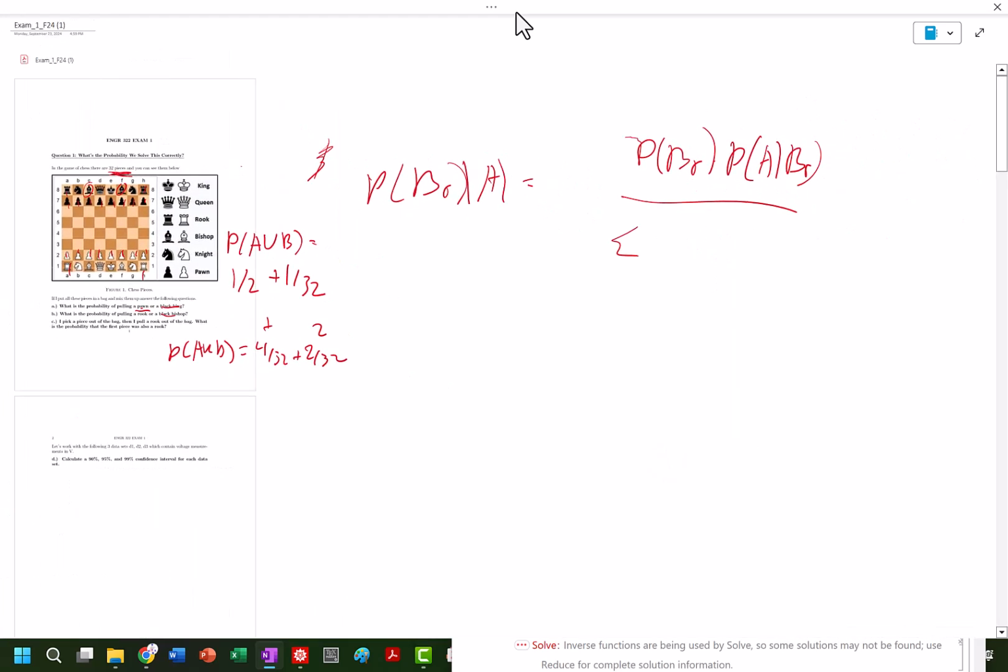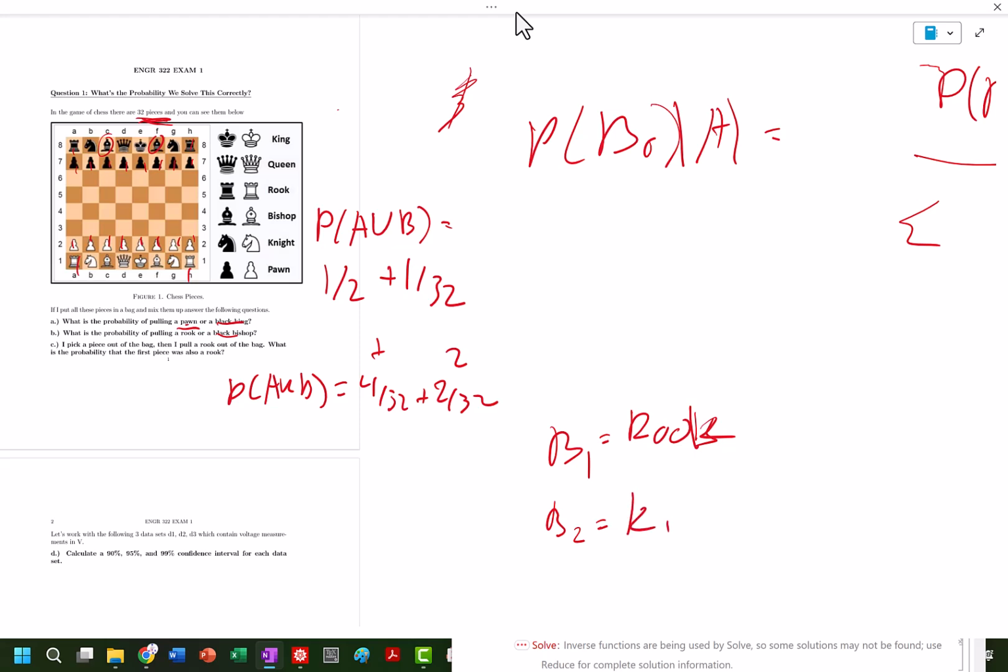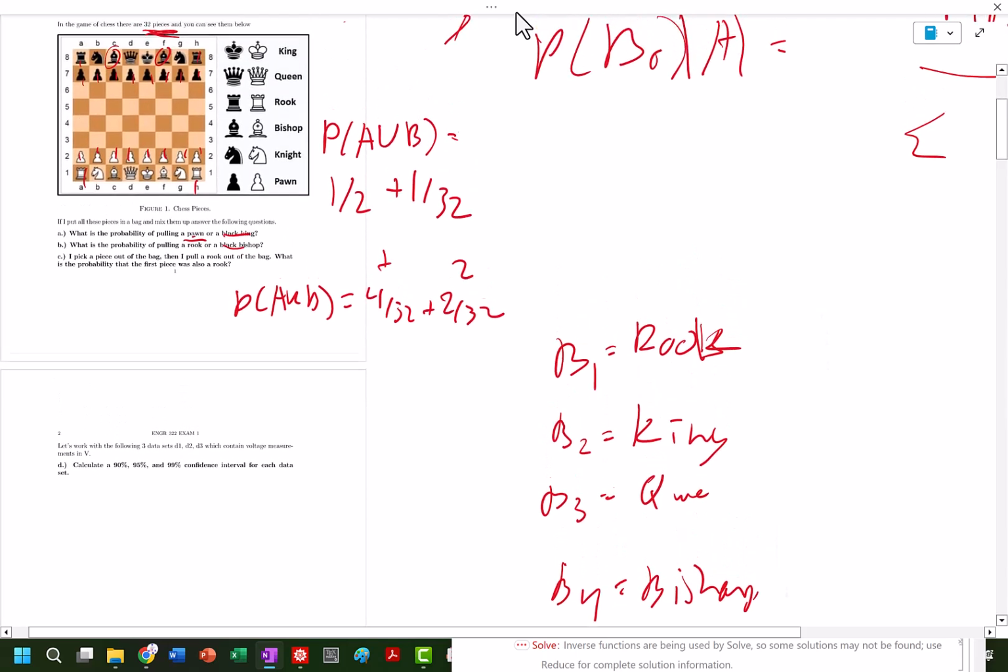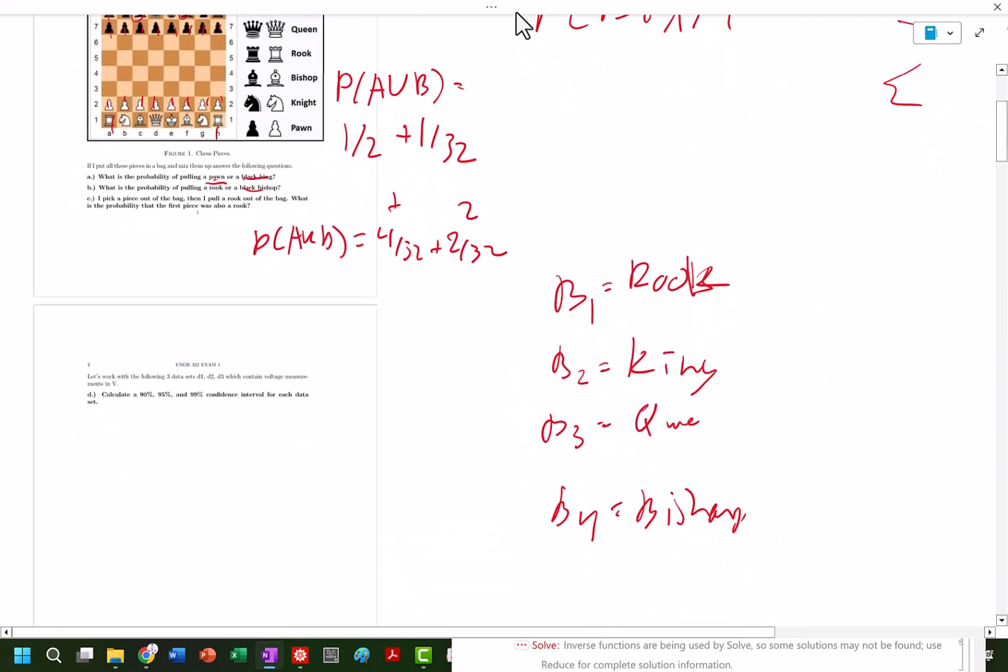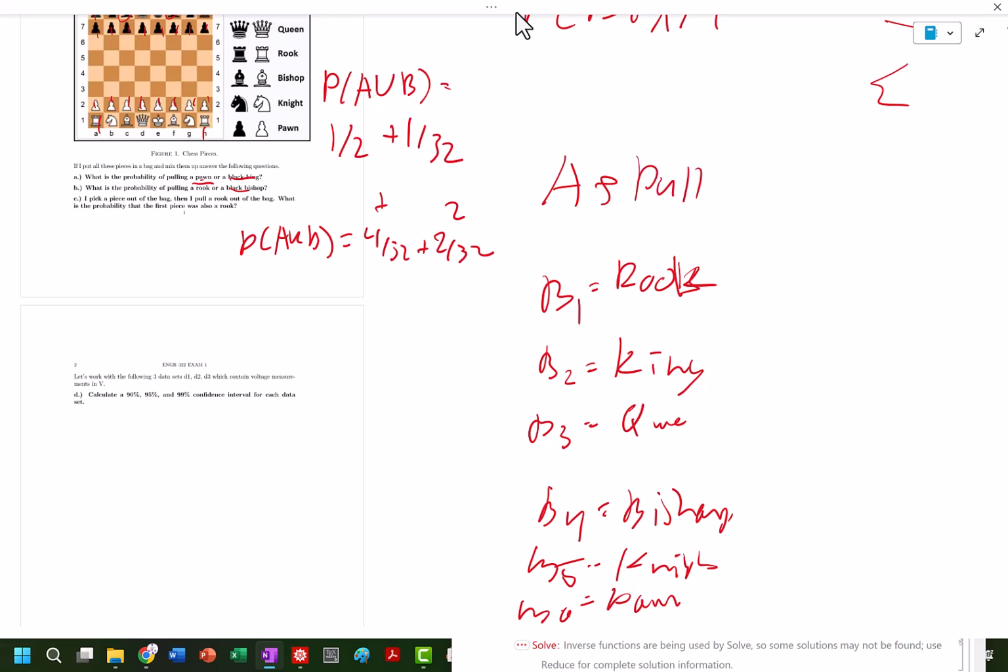So we need to define our B sub 1: the first piece was a rook. B sub 2 would be a king. B sub 3 could be a queen. B sub 4 is going to be a bishop. So rook, king, queen, bishop, B sub 5 is knight, and B sub 6 is pawn. And A is basically that we pulled out a rook. So we pulled the rook out of the bag.